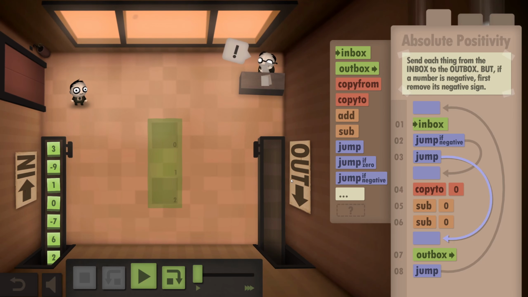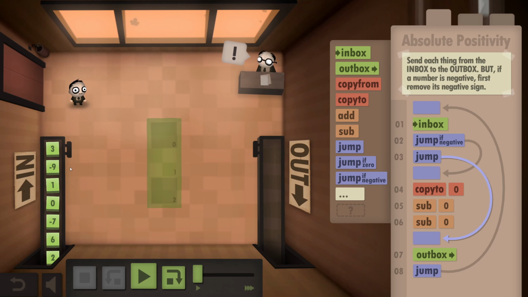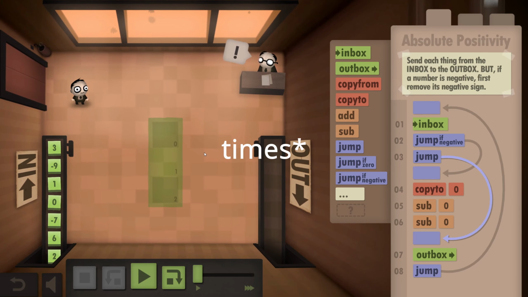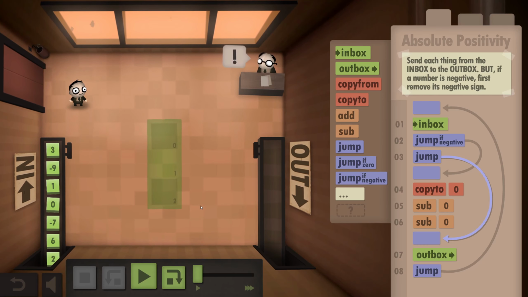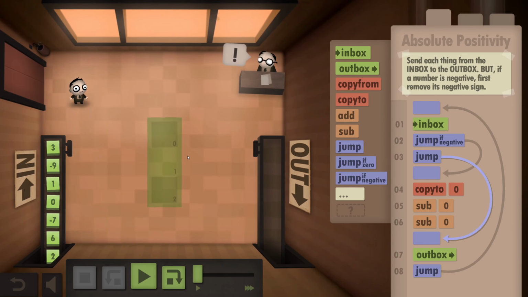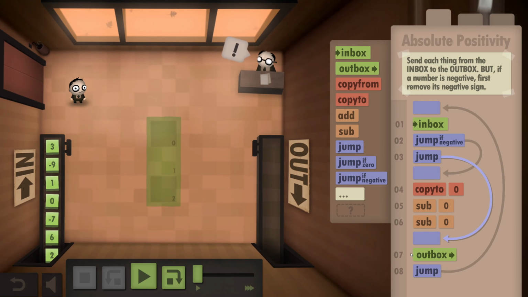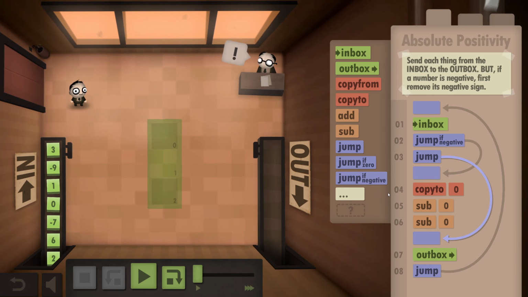Since we don't have multiplication, we can't just multiply negative numbers with -1. But what we can do is, no matter what number it is, subtract the number from itself 2 times and its sign will be reverted. Knowing that, we take a box without any condition, and if it's negative, we copy it to 0, subtract it from itself 2 times and send it to the outbox. And if it's not negative, it will get into this block and jump directly before the outbox line.